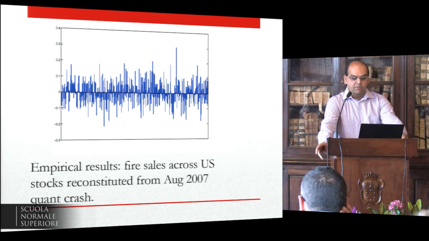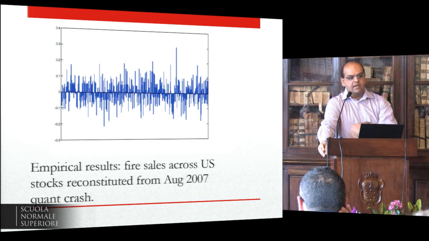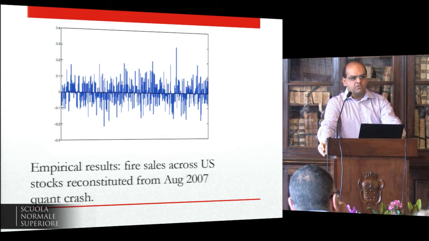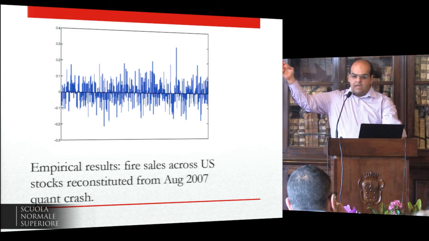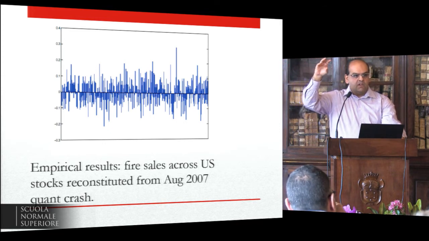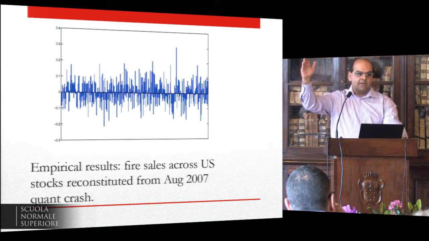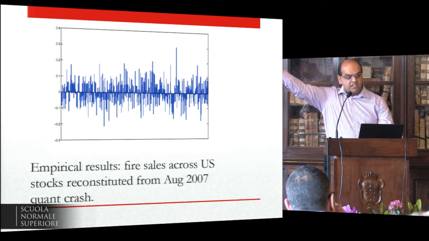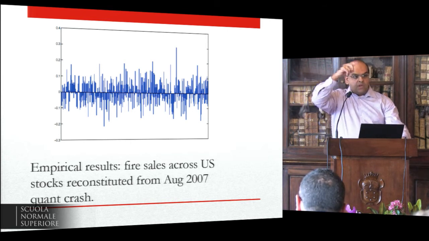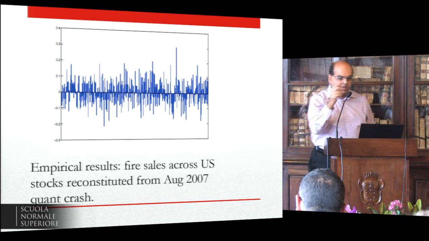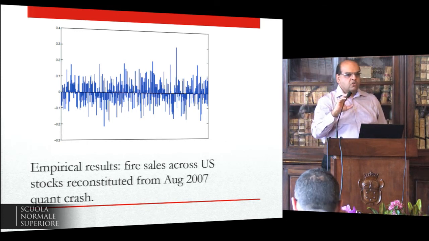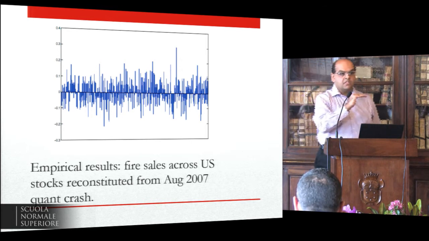So this is a very non-informative graph, but basically it shows on the x-axis all the stocks in the S&P 500, and on the vertical axis the positions recovered by our estimation procedure. What we say is that if you assume that the volatilities and correlations during that week were exactly the same as the previous weeks, no change, but somebody was liquidating this particular portfolio during that week, then you get exactly the strange patterns that occurred during that week, namely that some funds were losing very large amounts of money while the indices were totally flat.